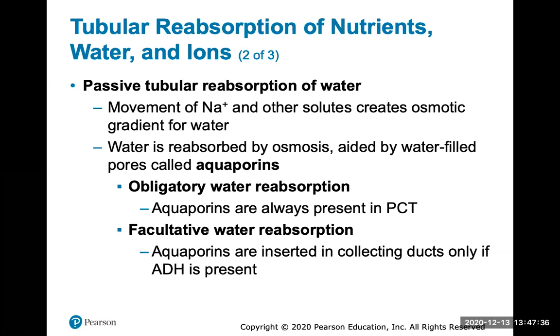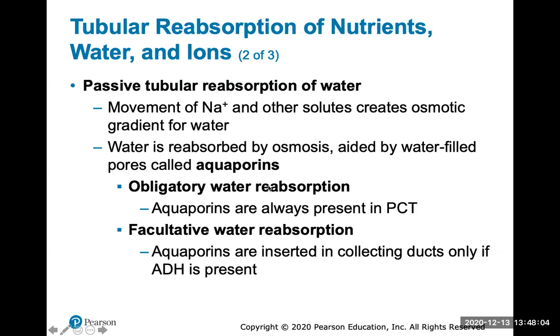For the passive tubular reabsorption of water, the movement of sodium and other solutes creates an osmotic gradient for water. So we are moving all of these solutes over to the other side, and water will be reabsorbed by osmosis because water will naturally follow an area where there's more highly concentrated sodium and other solutes. It's aided by water-filled pores called aquaporins.